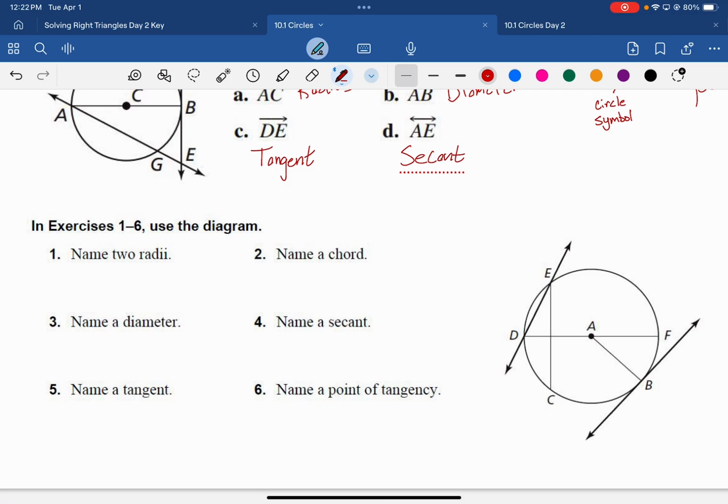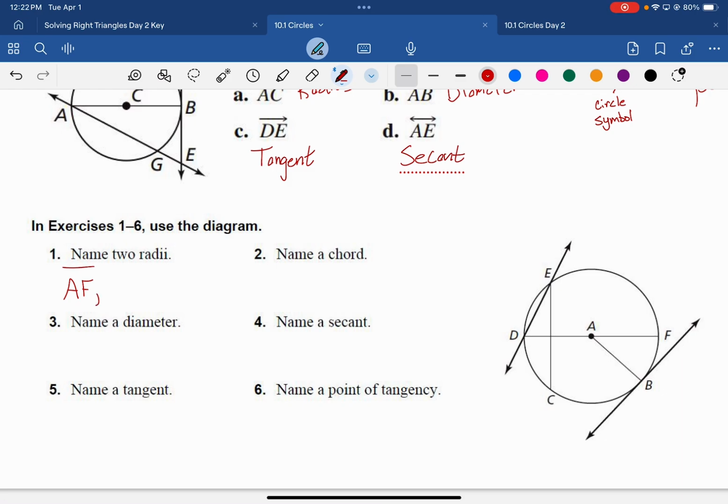So somebody raise your hand. Lainey, tell me one. AF. So from here to here. Do y'all agree, class? Yeah. AF. What symbol should I put on that one, class? A segment symbol. So should it have arrows? No. Just AF, like that.